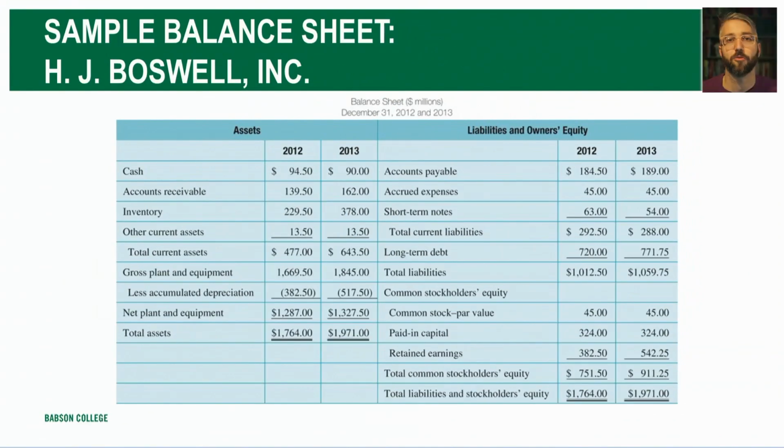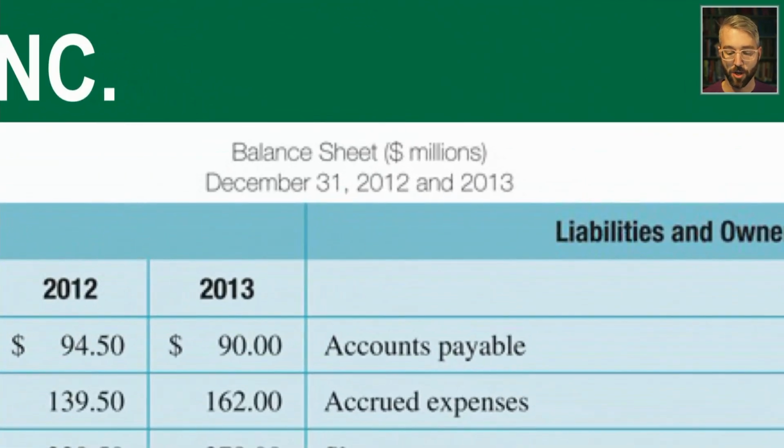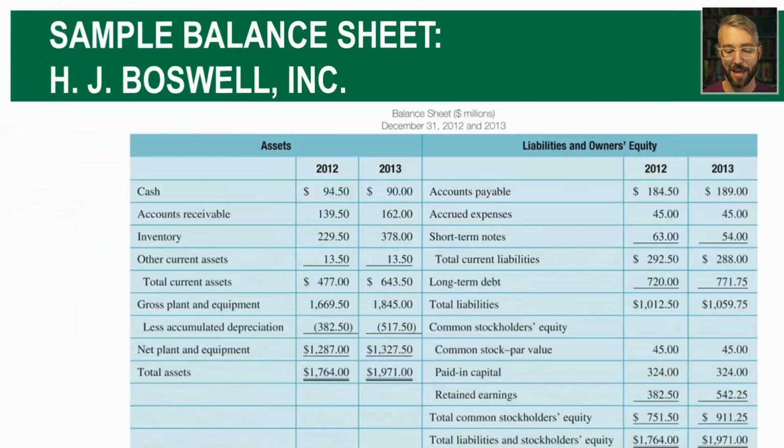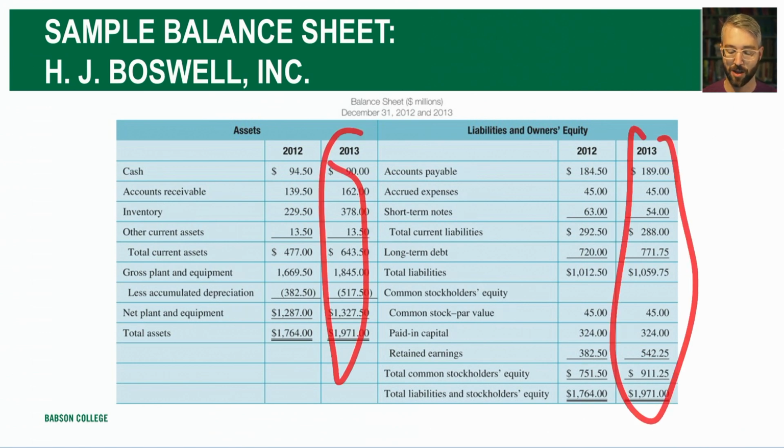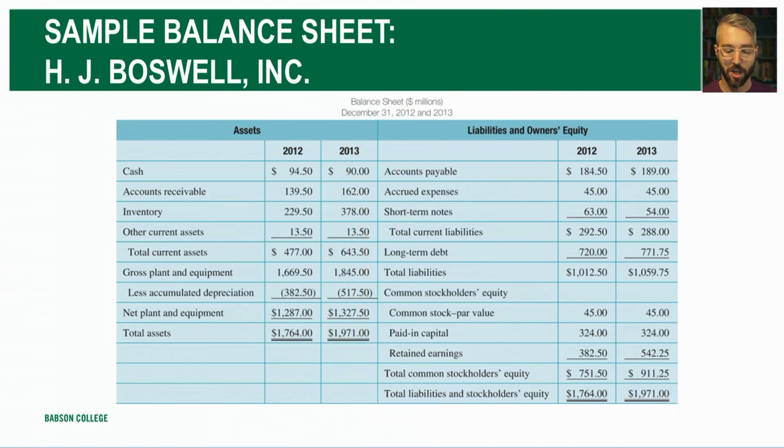So here's an example of what a balance sheet for a firm might look like. This is a balance sheet for H.J. Boswell Incorporated. And in fact, if we look in detail, we might notice that this balance sheet appears to be listing balances as of two different dates, December 31st, 2012 and December 31st, 2013. And indeed, this is in fact not one balance sheet, but two balance sheets. In the left-hand columns of each side, we've got the balance sheet for calendar year 2012. So we've got assets, liabilities, and equity as of the end of calendar 2012. And then in this right-hand set of columns on the left-hand side and the right-hand side, we've got another balance sheet for the end of 2013.